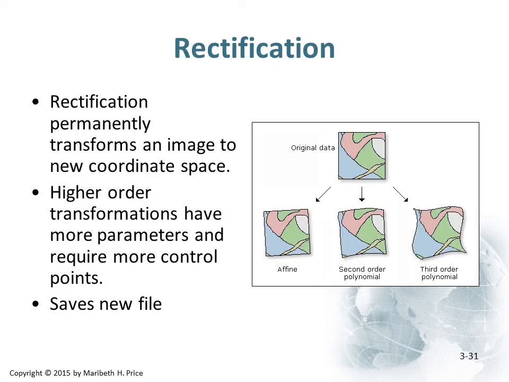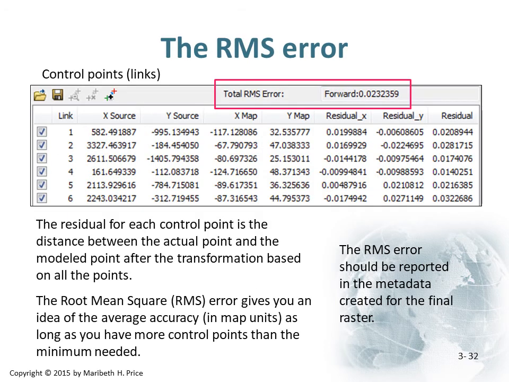The process of rectification basically permanently transforms it to a new image, and so it literally takes the old raster data set and makes a new raster data set that lines up according to your control points. And when you do this, you have to make some pretty significant changes at times, and this will create a brand new data set. We can evaluate how well we do at this by looking at things like the root mean square error. This is just an average difference between where the point is and where the point should be.